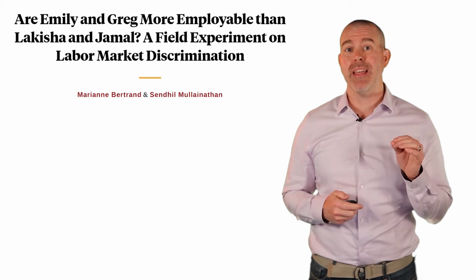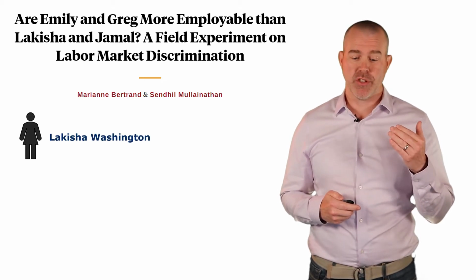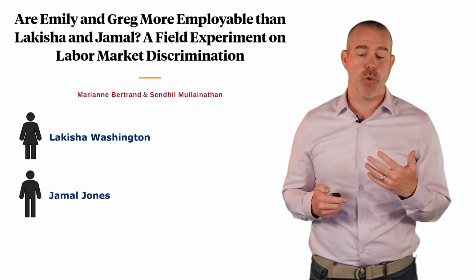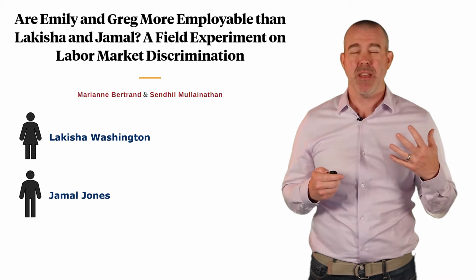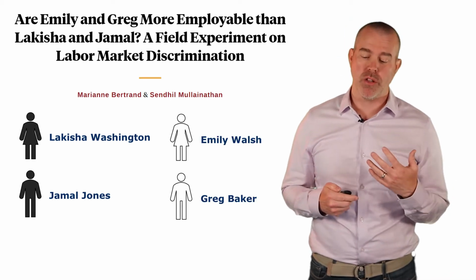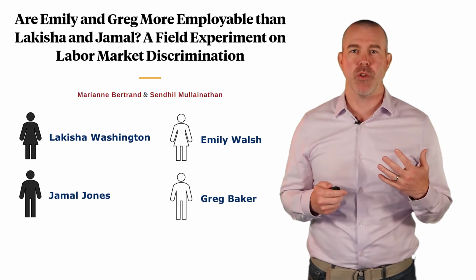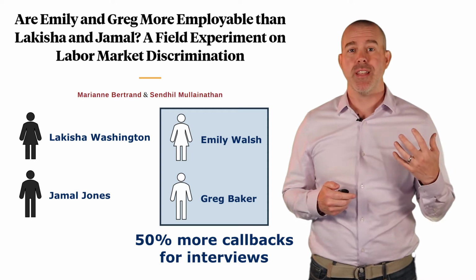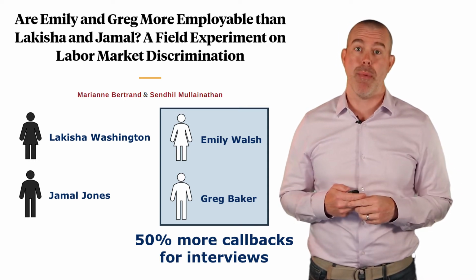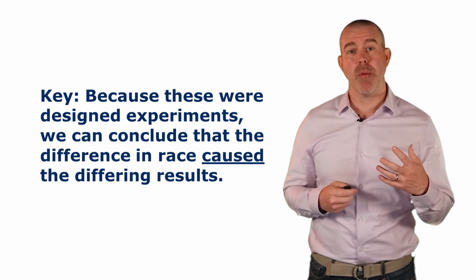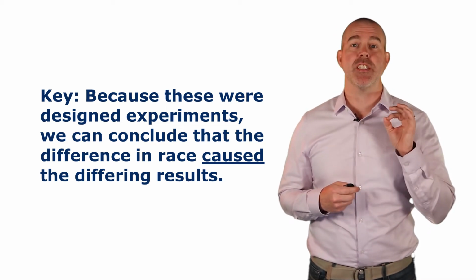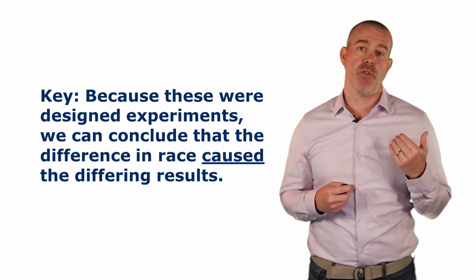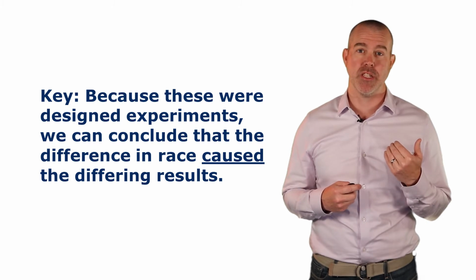We also looked at hiring discrimination, where testers sent out fake applications with different names, like Lakeisha Washington or Jamal Jones, stereotypically black sounding, or names like Emily Walsh and Greg Baker, names that might be stereotypically associated with white individuals. What they found is that resumes with white sounding names received 50% more callbacks. And the key that we've talked about before is that because these were designed experiments, we can claim that the perceived difference in race caused those differing results.